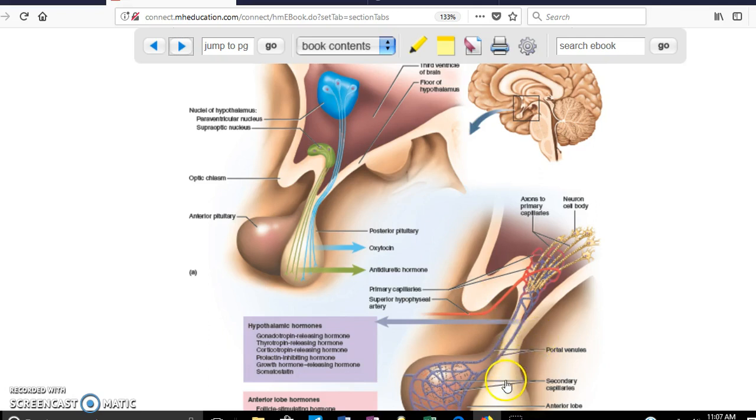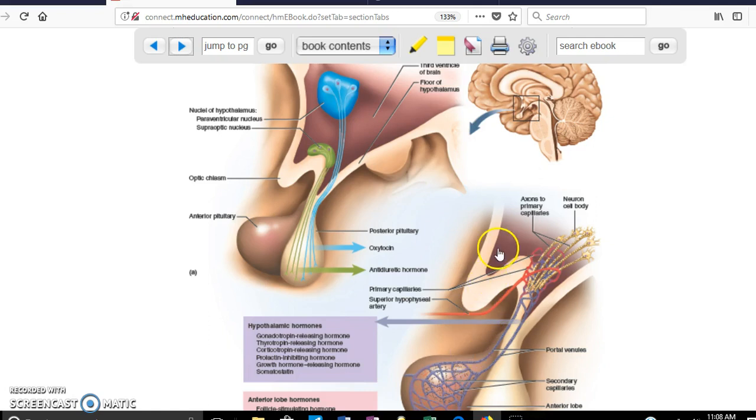But now if we look at this other figure right here, we covered the posterior pituitary. Now we look at the anterior pituitary. We can see that in the anterior pituitary, we don't use nerves, but rather we use blood vessels. That's why you see here blue and red. So the way that the hypothalamus, this part right here, communicates with the anterior pituitary is with blood vessels.